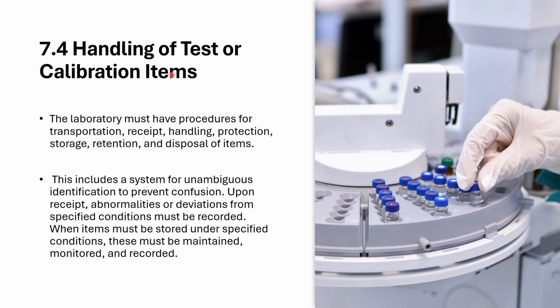Clause 7.4 talks about handling of test or calibration items. Now the laboratory must have procedures for transportation, receipt, handling, protection, storage, retention and disposal of items. This includes a system for unambiguous identification to prevent confusion. Upon receipt, abnormalities or deviation from specified condition must be recorded. When items must be stored under specified conditions, these must be maintained, monitored and recorded.